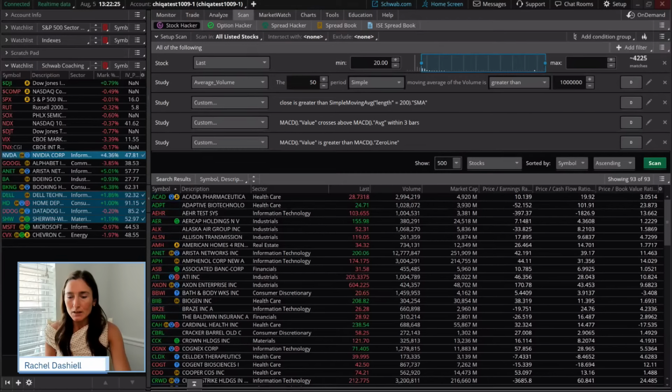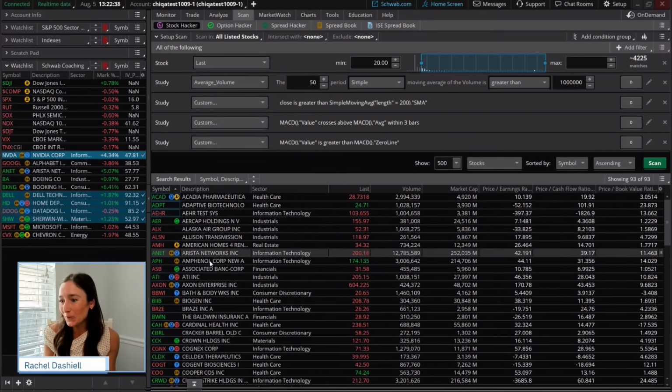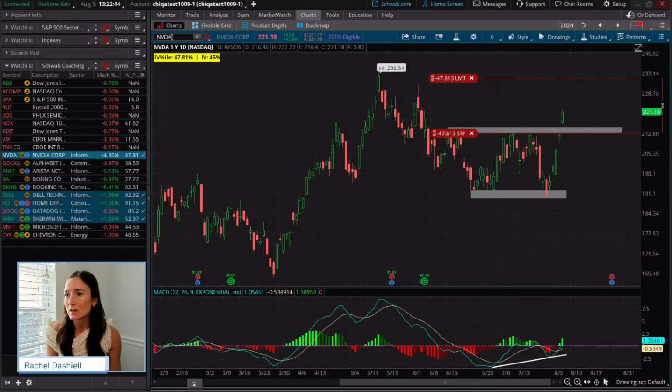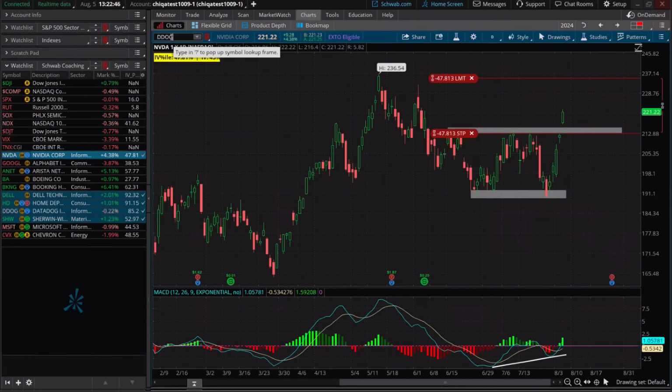Okay. And Paul, you were right. Yep, the scan reduces the number of charts to go through, and we love to reduce the number of charts to go through. I don't, but maybe you do. So we're going to pick a couple of these out of here, and I have a couple that I want to look at. Let's look at Datadog first. That appeared on our list.